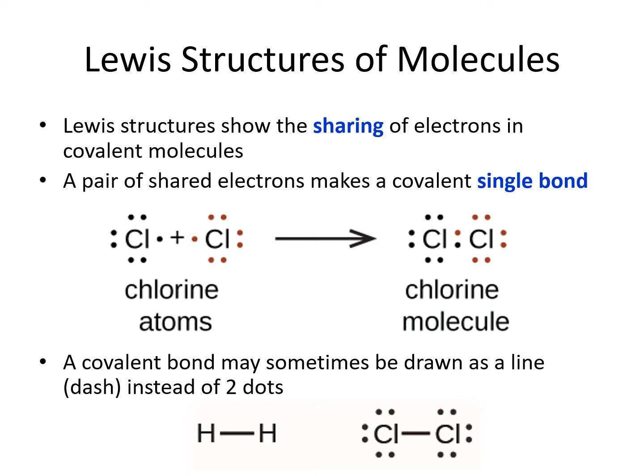For example, each chlorine atom has a dot that is by itself. Those single dots can come together in the middle and be shared between both chlorine atoms. That pair of dots is a single bond.